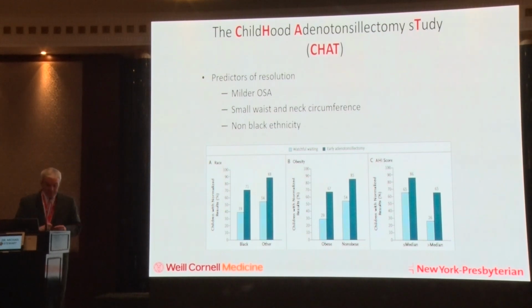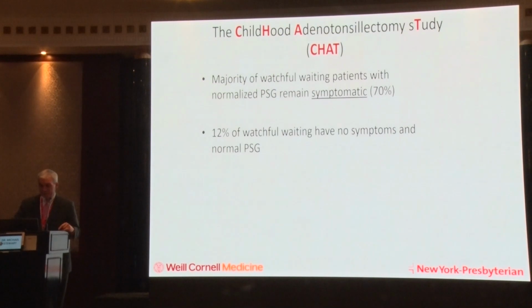This is before and after. The second bar is after, and then the higher numbers are better in these. This is the children who are normal. That's what the percentages mean here. And what you can see is that all the groups did better. However, if you were non-African American, if you were non-obese, and if you had milder sleep apnea, you did even better than the other groups.